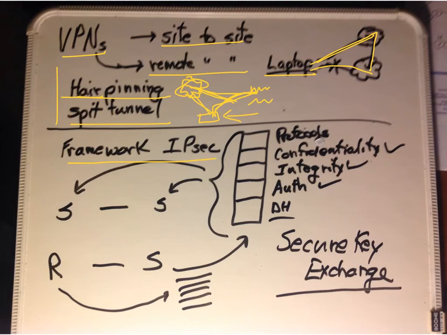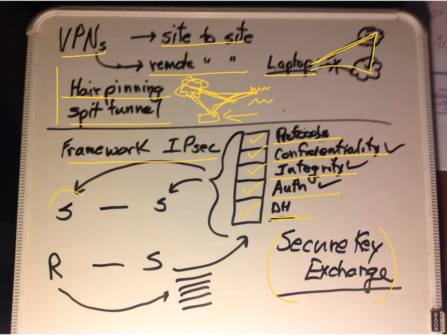We talked about a framework for IPsec. We have the IPsec protocols we're going to run. What are we going to do for confidentiality? What are we going to do for integrity? And we've really gone over those things earlier. How are we going to authenticate? And our secure key exchange, how are we going to do that? What level of Diffie-Hellman are we going to do?